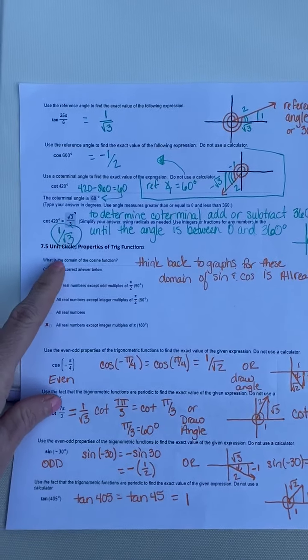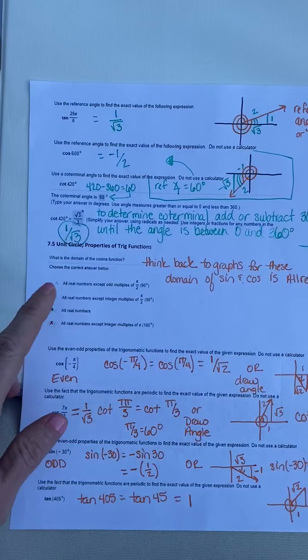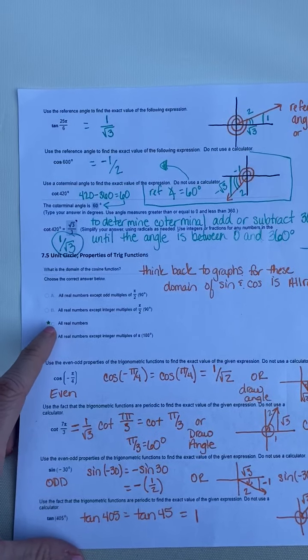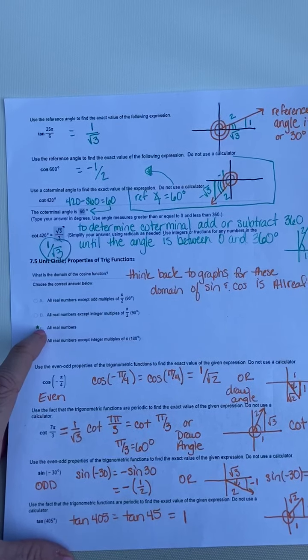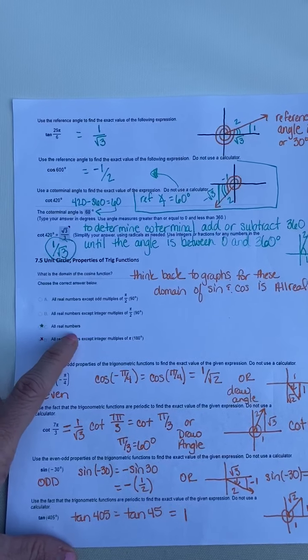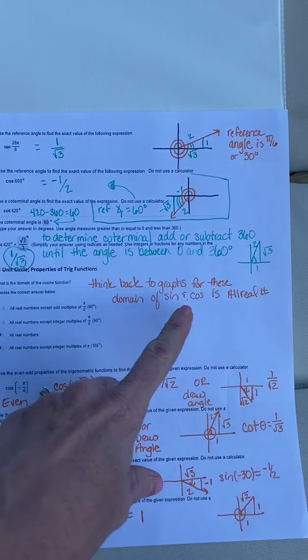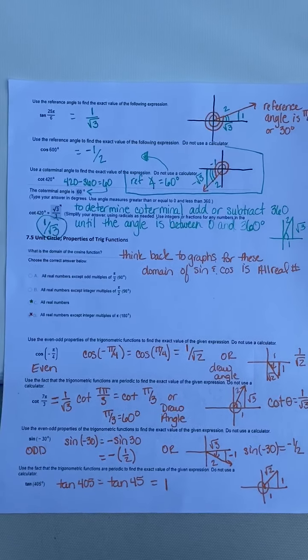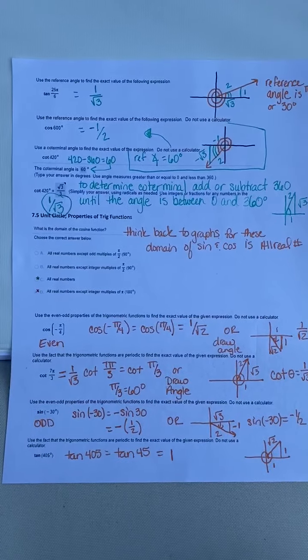It says, what is the domain of the cosine function? Well, there's never a point where the cosine is undefined because there's no denominator, so it's all real numbers. The domain of the sine and the cosine are all real numbers, so you don't have to worry about that one either. Okay, let's look at the next one.